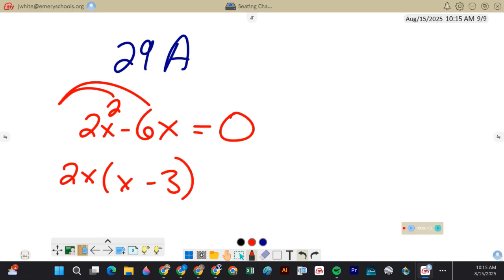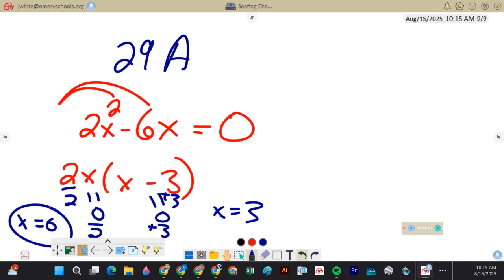Now, every x represents a solution. So once you have the x's factored, broken down into x to the first, we set every x piece of the expression equal to 0. So 2x equals 0. We just divide by 2, and we get x equals 0. And then here we add 3, and we get x equals 3.